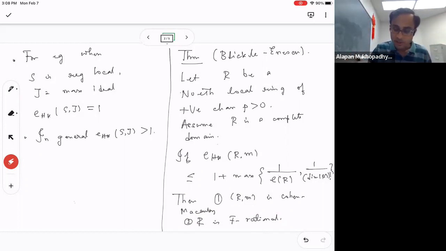So again, let me remind you of the underlying point of this theorem. It says that if I start with a Noetherian local ring, and if the Hilbert-Kunz multiplicity is close enough to 1 in a precise sense, then the ring has mild singularities in a precise sense. It basically says that the higher the Hilbert-Kunz multiplicity, the worse the singularities.